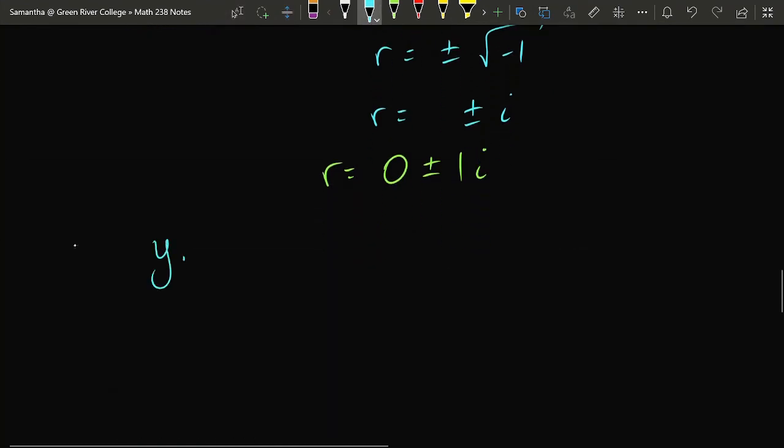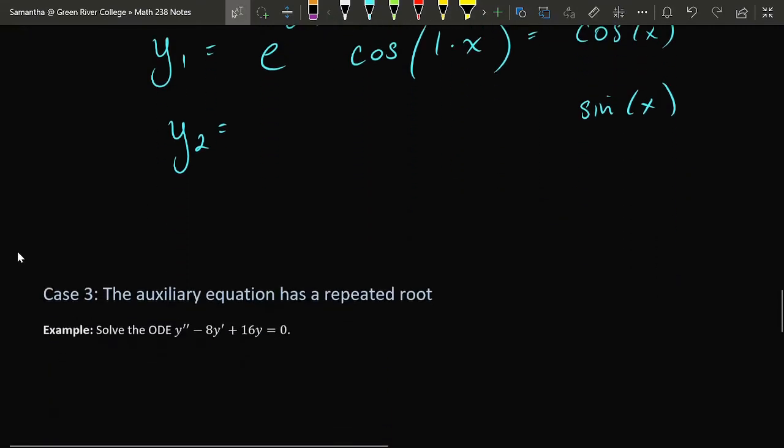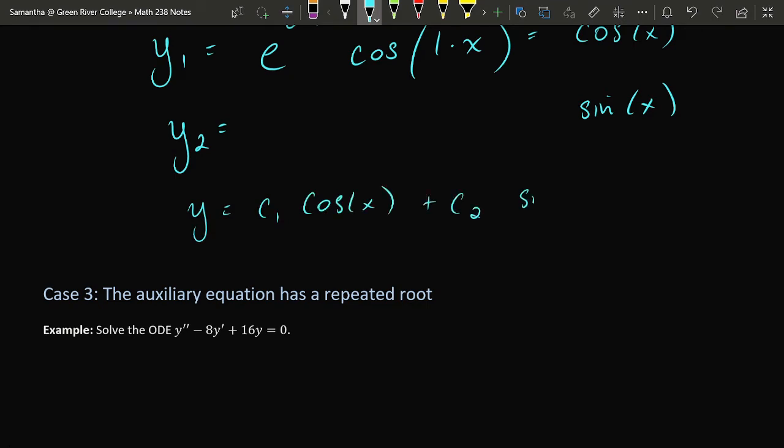So our two solutions would be y1 equals e to the 0 times x, cosine of 1 times x, but of course this can just be written as cosine of x. And likewise y2 would just be sine of x for similar reasons. What therefore is our general solution? Our general solution would be c1 cos x plus c2 sine x.